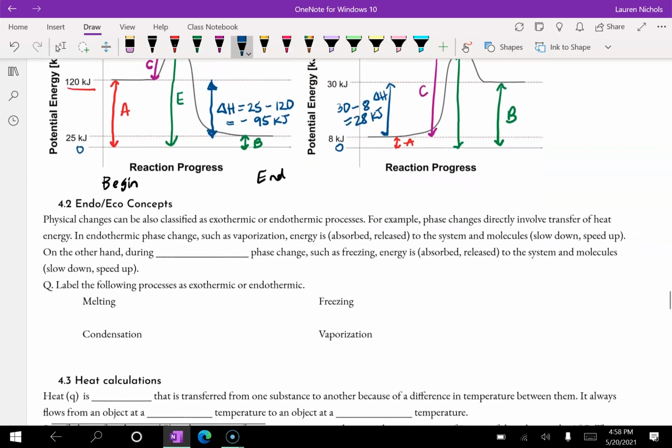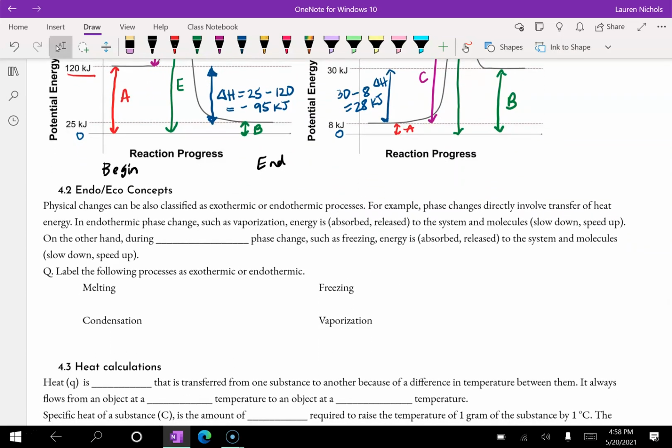Now, if we look at endo and exothermic concepts in general, remember that a physical change can also be classified as an exothermic or endothermic process. It doesn't just have to be a chemical reaction. So for example, if you have a phase change, like going from solid to liquid, liquid to gas, melting, those are all phase changes or physical changes, and they involve the transfer of heat energy.